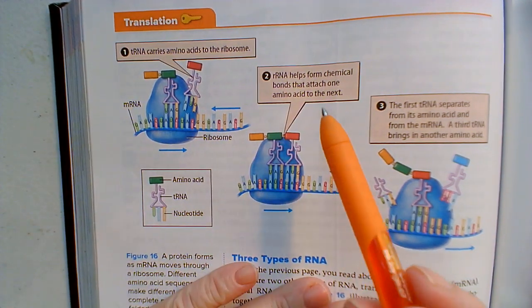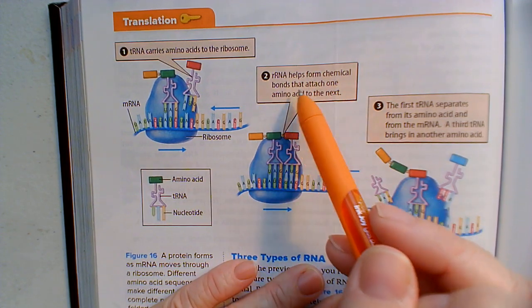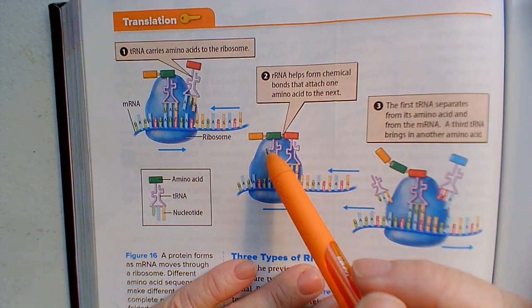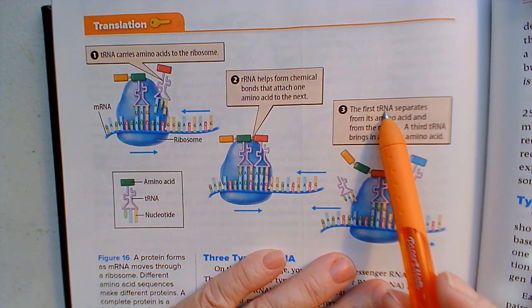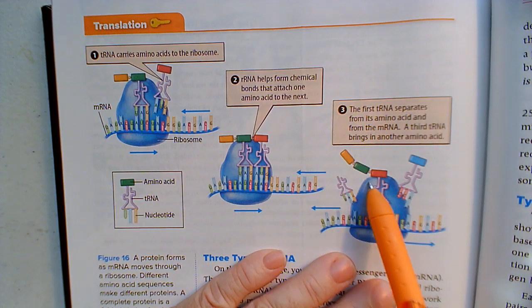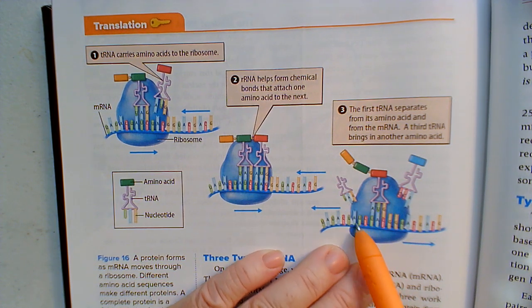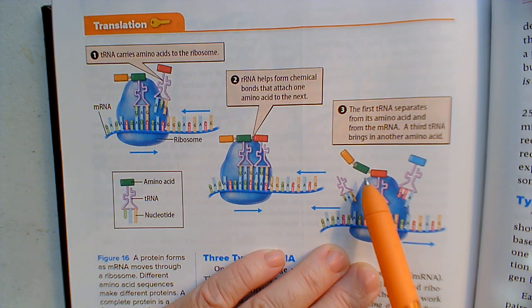All right, so let's take a look at that. So the ribosomal RNA, the rRNA, helps form chemical bonds that attach one amino acid to the next. So these are being attached with the help of the ribosome. The first transfer RNA separates here from its amino acid, so it's going bye-bye, and from the messenger RNA. So see, when I said it was briefly attached to these codes, they were briefly attached to each other just long enough to get those amino acids to bond.